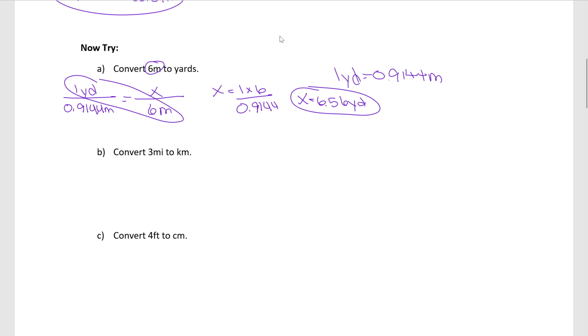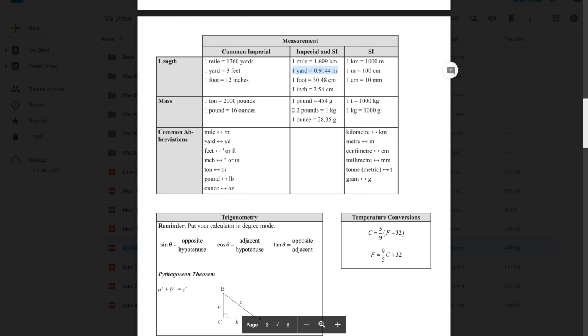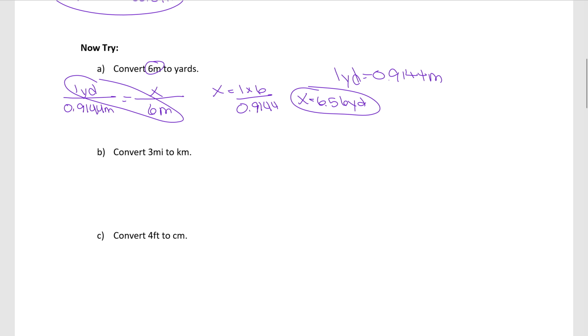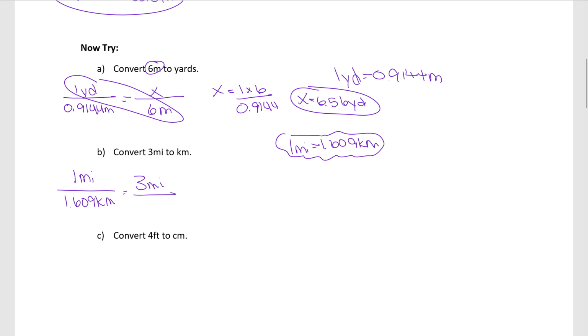Convert 3 miles to kilometers. So first I need my conversion rate. And I can see that 1 mile equals 1.609 kilometers. So that's my conversion rate. So I start with that. And I'm going to put 3 miles lined up with the 1 mile.